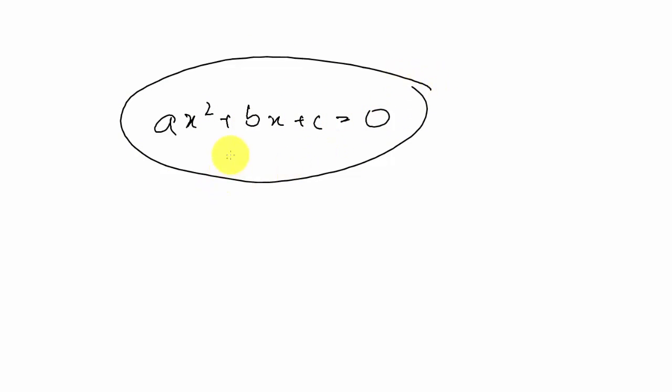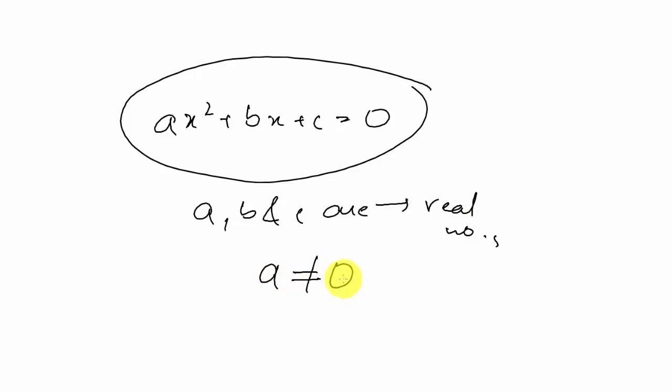Quadratic equations. Any equation of the form ax square plus bx plus c equal to 0 is a quadratic equation, where a, b and c are real numbers, and a is not equal to 0. Okay, this is the general form of a quadratic equation.